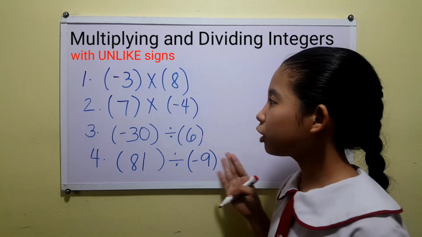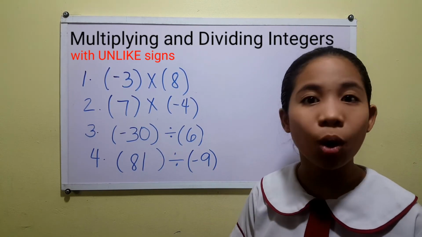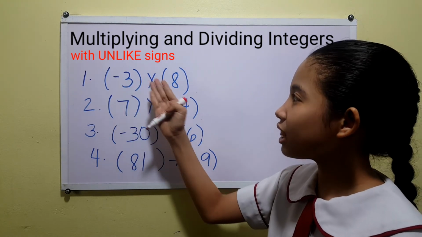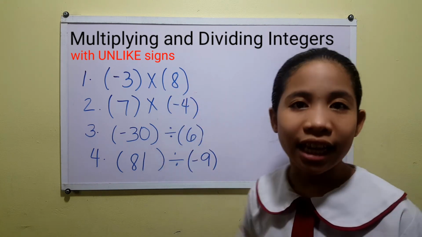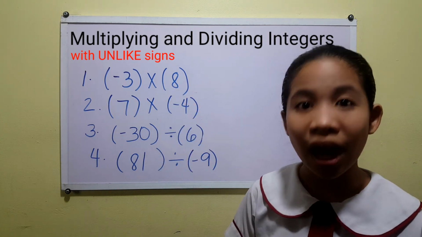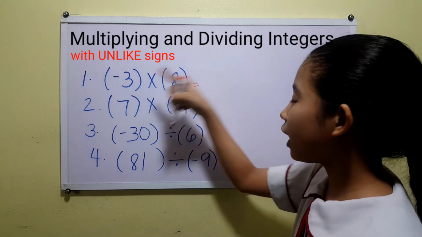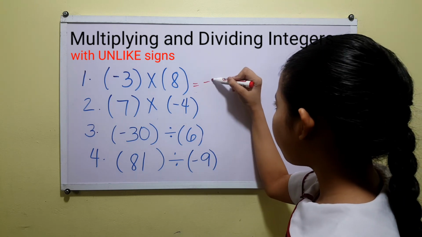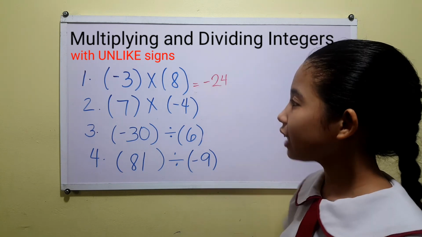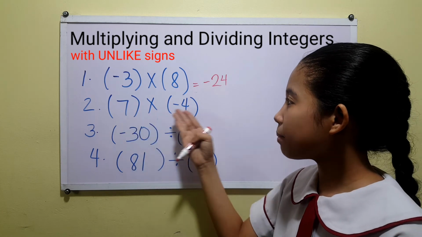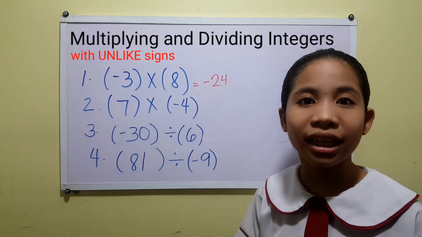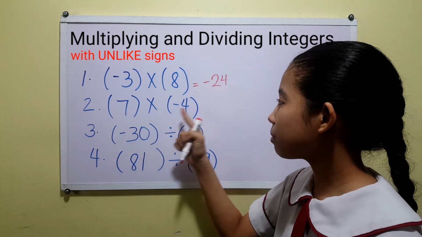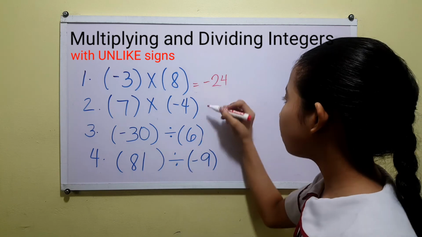Let's answer multiplication and division of integers with unlike signs. In our first example, we have negative 3 times positive 8. Negative times positive is equal to negative. So, negative 3 times positive 8 is equal to negative 24. Next, we have positive 7 times negative 4. Remember that positive times negative is equal to negative. So, 7 times negative 4 is equal to negative 28.